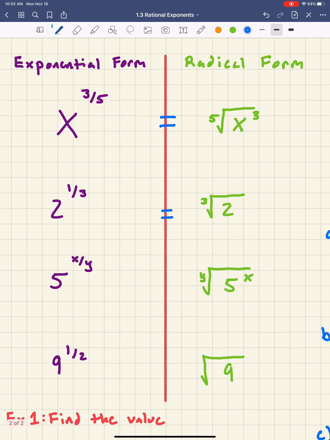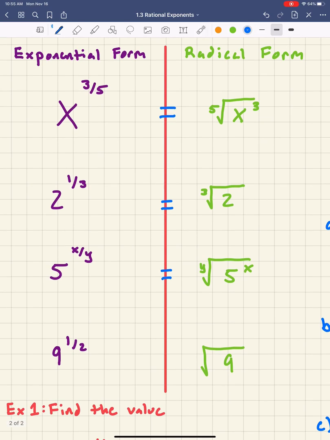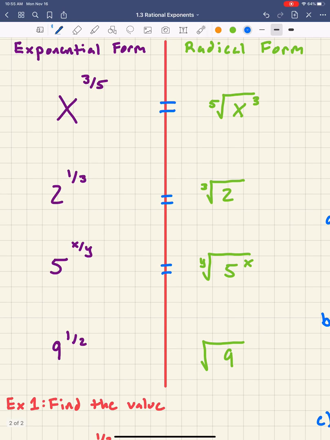Moving down below, we've got 5 to the x over y power, and then written in radical form on the right, we've got the y root of 5 to the x power. And then lastly, at the bottom, we've got 9 to the 1/2, and that equals the square root of 9. These are just a few examples of expressions in exponential form and their equivalent radical form. We could go on and on, but I'm hoping you can see the pattern to get from exponential form to radical form.